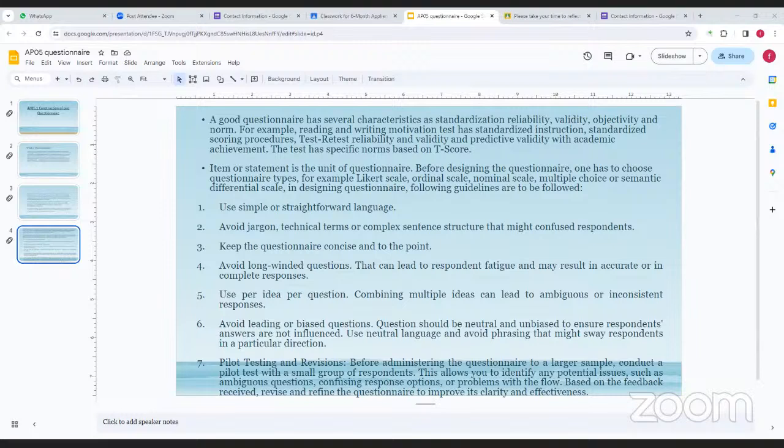Another one is the predictive validity. So predictive validity means you want to predict the purchasing behavior of the people who obtained a high score in your purchasing behavior questionnaire. That means you are predicting.